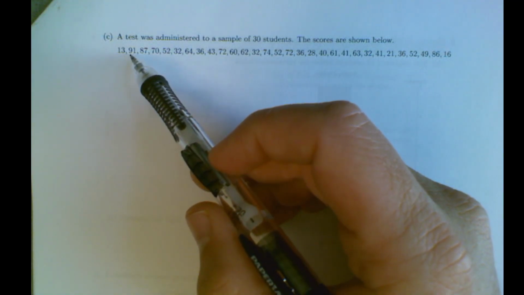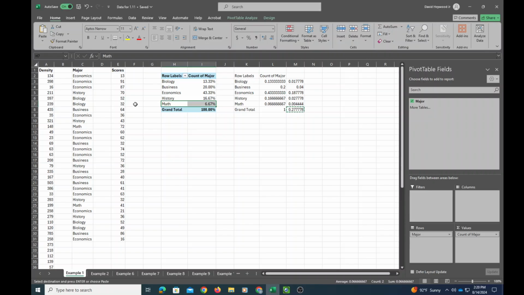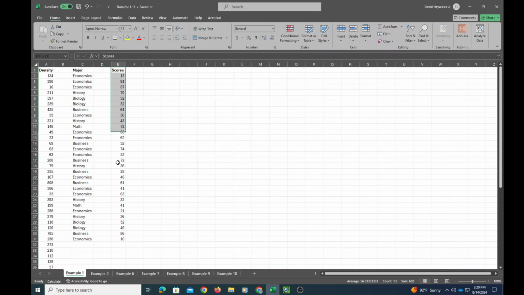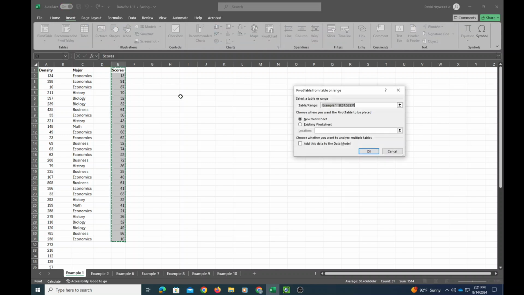Part C says, a test was administered to a sample of 30 students, and the scores are shown. So the first student got a 13 on the test, and the second student got a 91, and so forth. Okay, let's come up with a data profile. Let me erase these columns. And this is the data for part C. So I'm going to select the data. This is numerical data, by the way. So as far as the shape is concerned, I'm going to need to make a histogram to determine if this is skewed or symmetric. So I'll select the data, insert a pivot table.